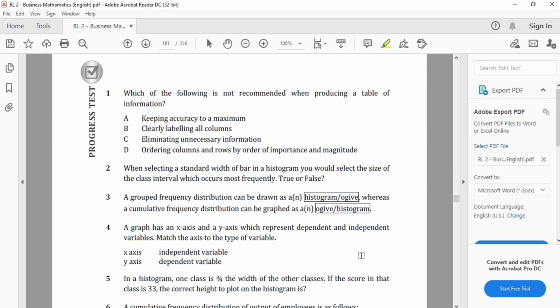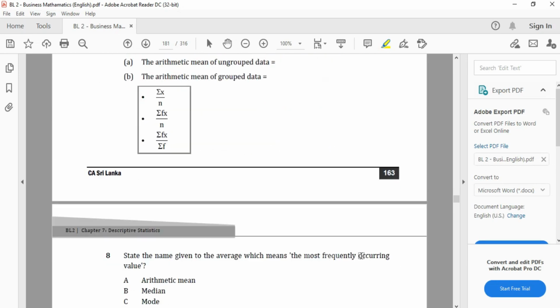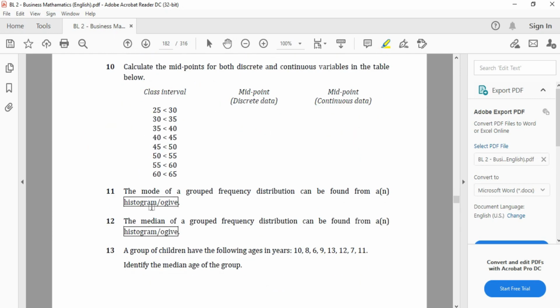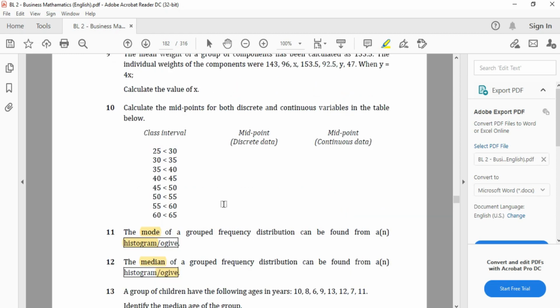So what I will suggest for these types of questions: for the mode of a grouped frequency, you can use a histogram or an ogive. So mode and median are different. The median of a grouped frequency can be found in an ogive, but the mode can be found only in a histogram. So there's a difference that you need to remember. Likewise, midpoint in a discrete data and midpoint in a continuous data.